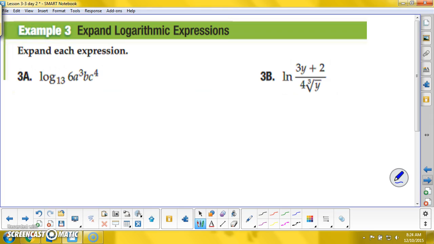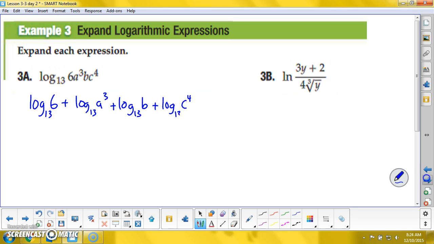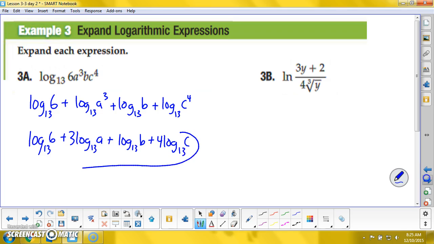Example 3, more of the same. This is a log of base 13. We're going to rewrite it as the sum of log of 6 base 13 plus log of a cubed base 13 plus log of b base 13 plus log of c to the 4th base 13. Now we just take the exponents, make them coefficients to get our final answer. So 3 log of a base 13. This stays the log of b base 13, and then this becomes 4 log of c base 13.